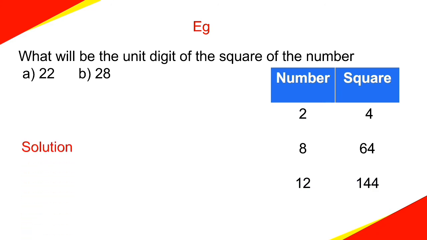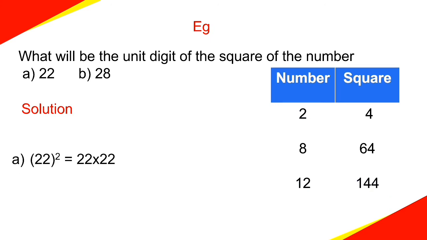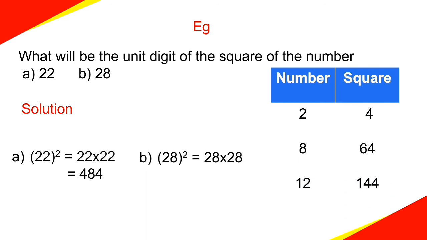Now we are going to solve. Option A, 22 square is 22 into 22. What is the value of 22 square? Right, good. That is 484. Now we are going to solve option B, that is 28 square is equals to 28 into 28. So what is the value of 28 square? That is 784. Good.